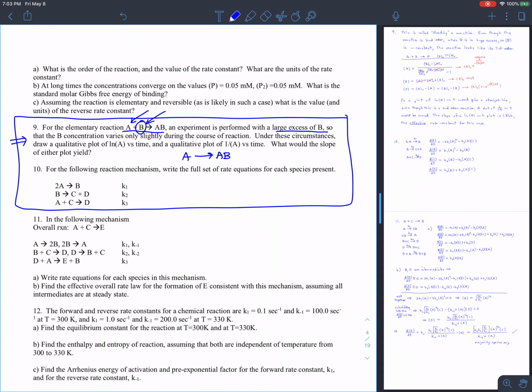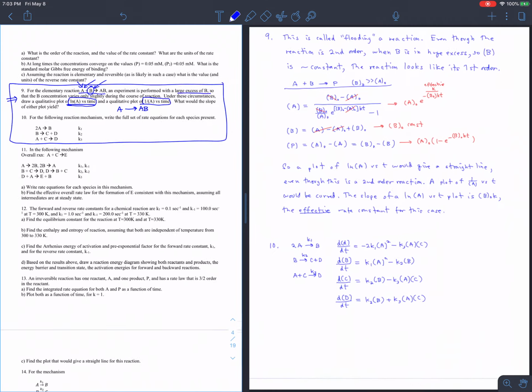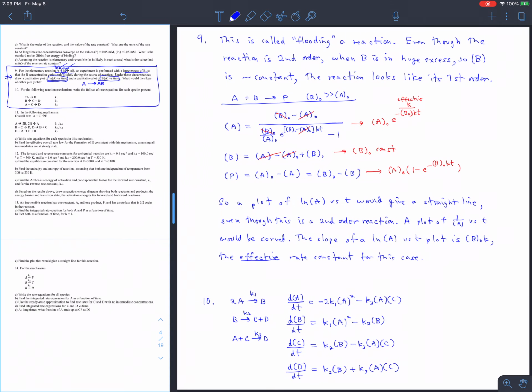Is that true? And if that's true, what would happen if we plot the logarithm of A as if it were a first order reaction, when it's in fact a second order reaction, right? What would happen if we plotted the log of A versus time, or if we plotted 1 over A versus time, what would we get? Well, over here is the answer.